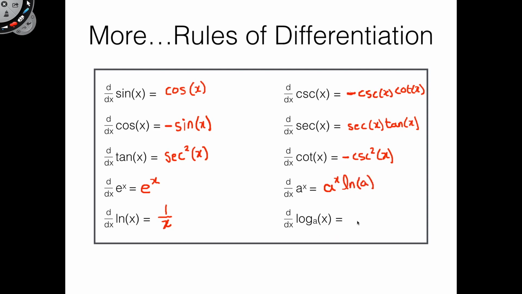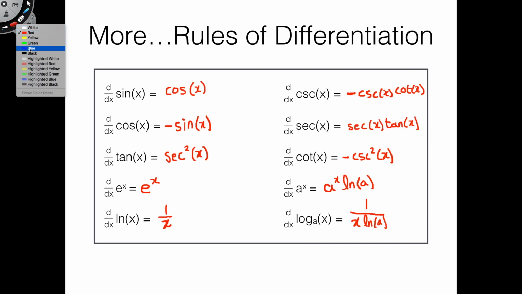Now the derivative of the log of a, log base a of x, is going to be 1 over x times the natural log of a. Okay, so those are your rules. So I know you might be a little scared now, but I'm just going to give you some suggestions and some tips here that'll really help you memorize.